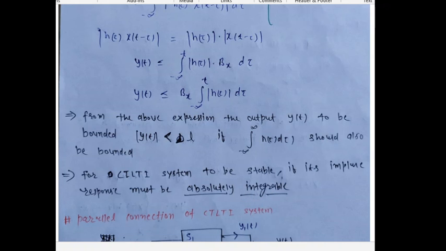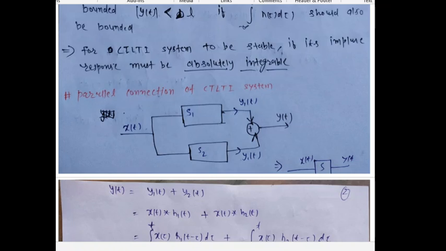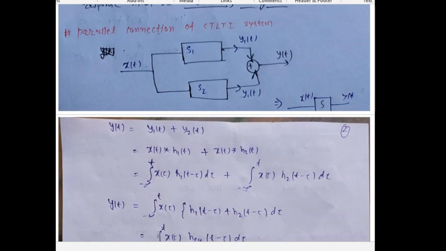Now we discuss the parallel connection of continuous time LTI systems. These are the parallel system diagrams, and we can represent them in a single diagram with x(t) as input, h as our total system response, and y(t) as output. For y(t) in this diagram, what is y(t)? y(t) is y1 plus y2.